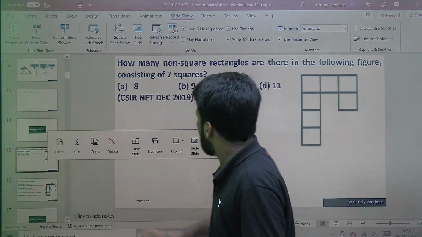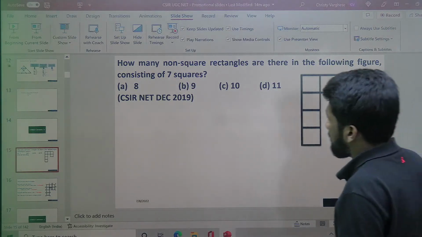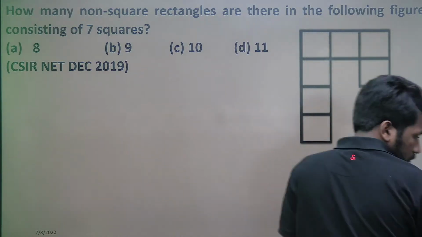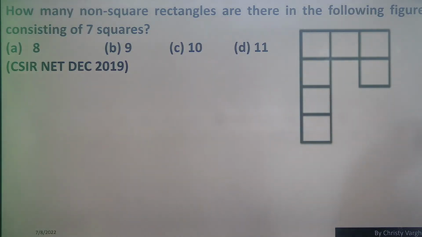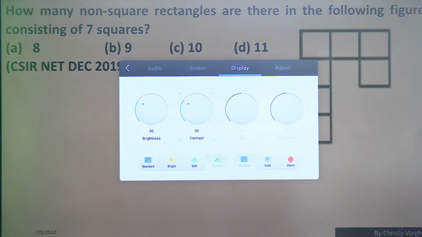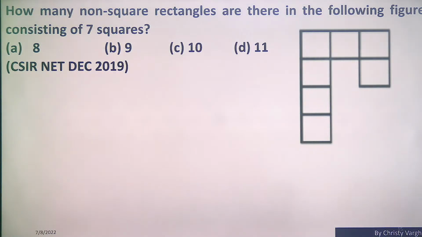One second. There is some screen brightness issue. Let me check. Okay, I'll sort it out. Hold your answers. So the brightness may be better.